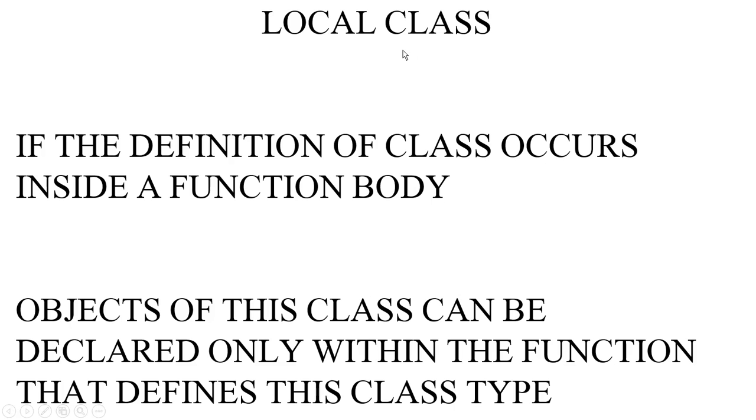Now, local class. Suppose you are defining a class inside a function. Then the class will become a local class, because that class will be available only to the function we are defining it inside. No other function can use the class or an object of the class. So you can create an object of the class only inside this function. You cannot create the object outside the function in which we are defining the class.